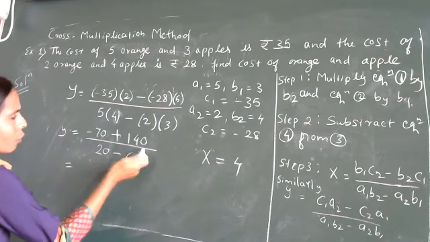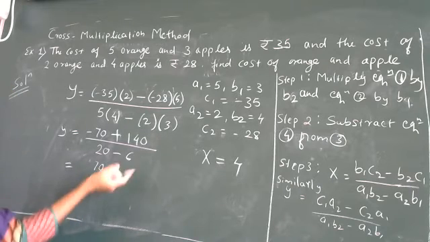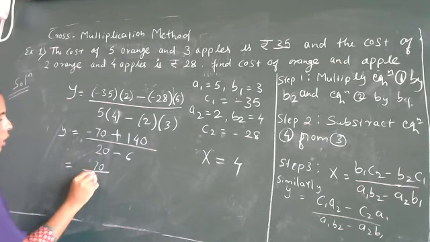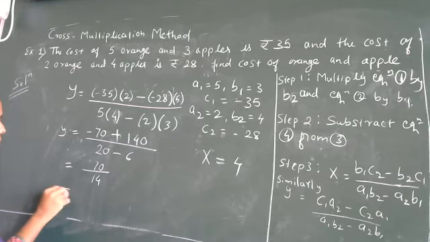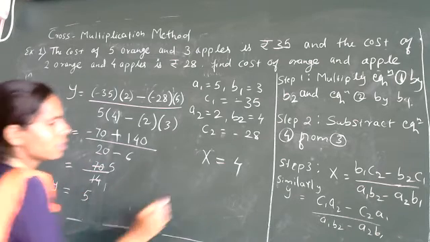So here 140 minus 70, directly you know it is 70, because 7 twos are 14 and 7 tens is also 140. Here it remains with 14. Can we cancel it? Yes. So the value of y is 5.